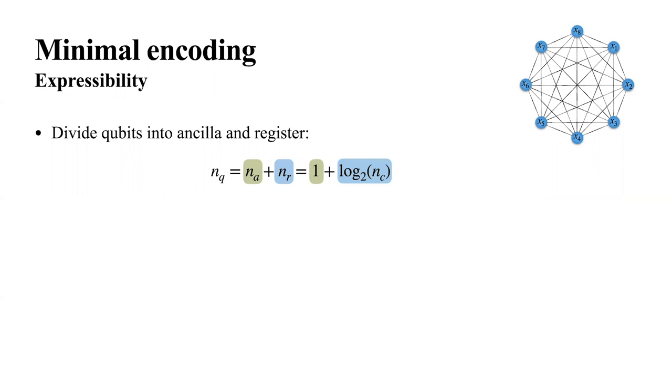Now let's jump to the other limit, and this is where our encoding scheme kicks in. Let's consider the situation where we cut down the number of qubits extremely, and we look at a logarithmic amount of qubits. More precisely, 1 plus log of N_c, the number of classical variables. Here we divide our qubits into one ancilla and a log-two number of register qubits.